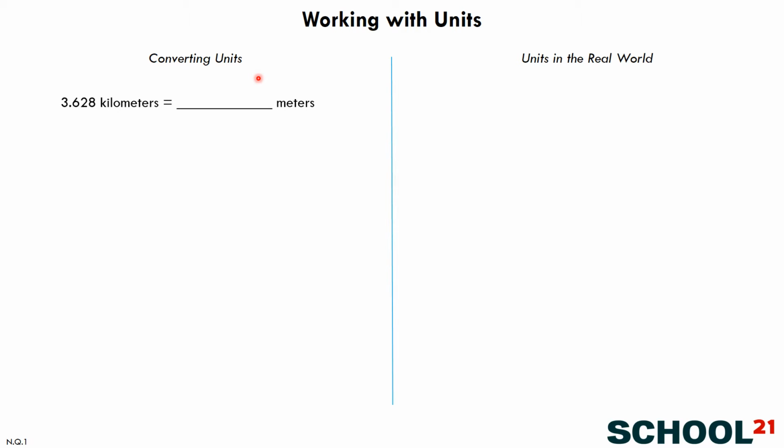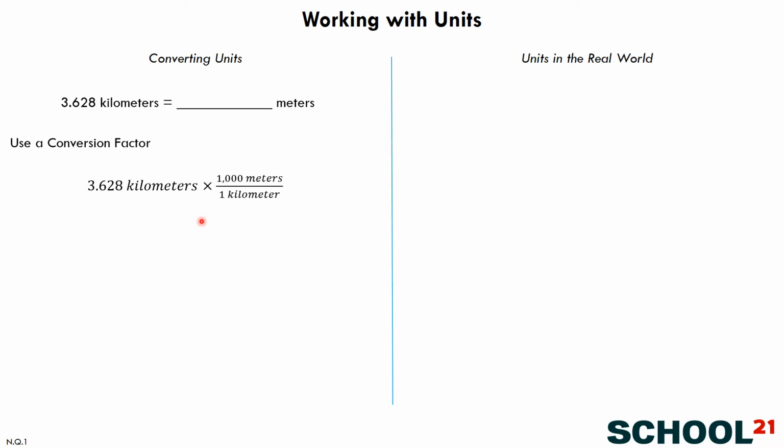And we're going to use an example here from the metric system. If we have 3.628 kilometers, how many meters is that? Well, you might be able to do that in your head, but before we do, let's talk about what it is that we're actually doing in our head. What we're doing is we're using something called a conversion factor. We know that there are 1,000 meters in every kilometer, right? You remember that from the metric system?